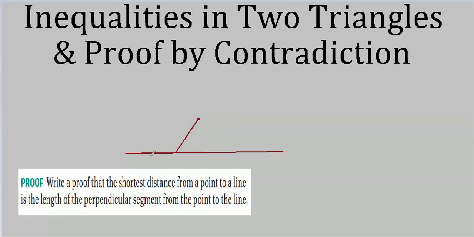And what we want to show is that the shortest distance from a point to a line is the perpendicular segment. That's this here. But suppose it isn't. This isn't perpendicular. I'm just telling you, it's not perpendicular. It's not because it doesn't look perpendicular. I drew it to not be perpendicular.